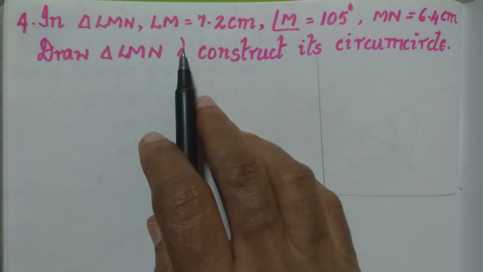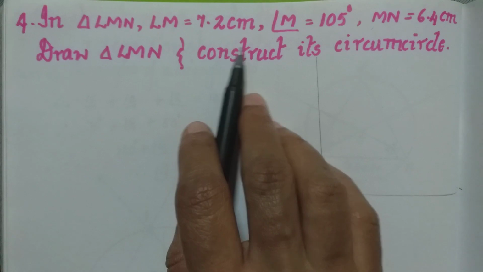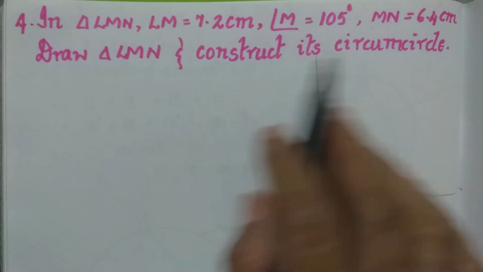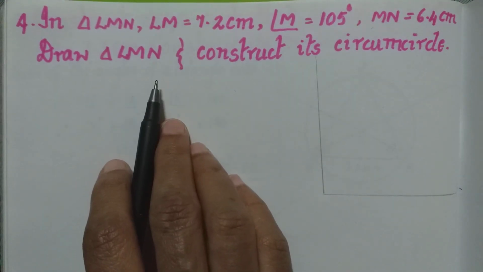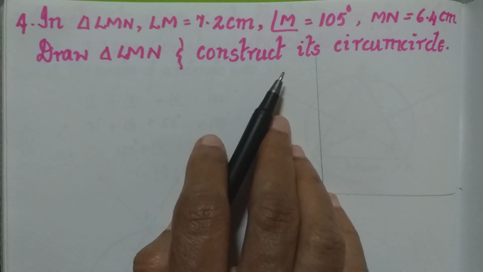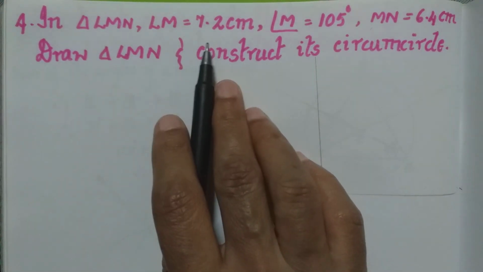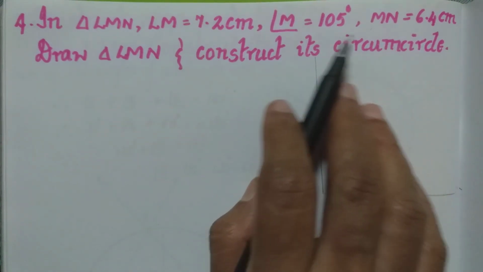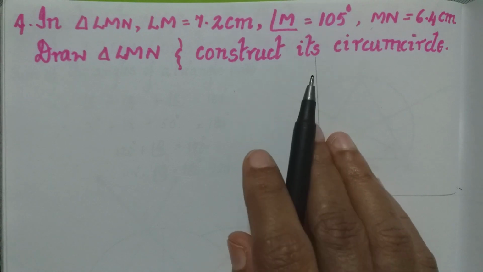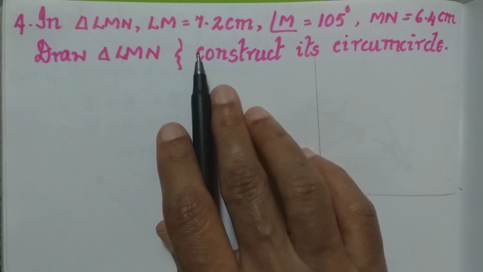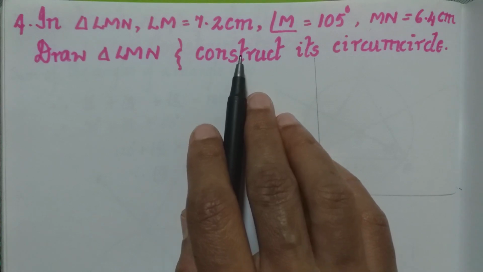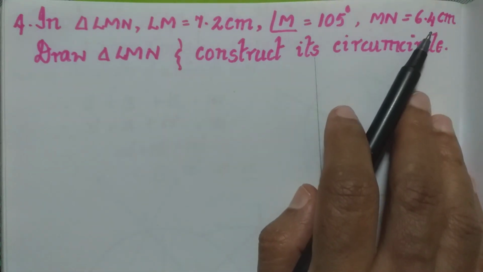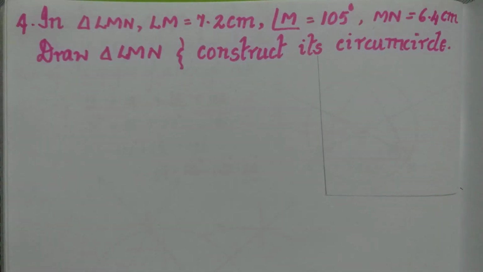Fourth question, in triangle LMN, LM equal to 7.2 centimeter, angle M is 105 degrees, MN is 6.4 centimeter. Draw triangle LMN and construct its circumcircle. Now the measures of LM and MN are given. I said that whenever the lengths of more than one of the sides is given, we see the length which is the longest, and that is taken as the base. So LM is 7.2 and that is greater than 6.4. So let us take LM as the base.